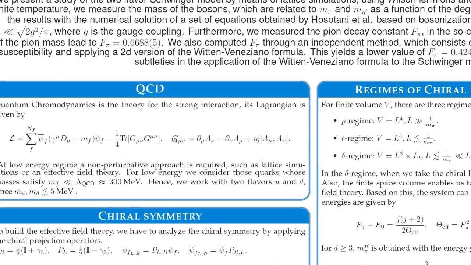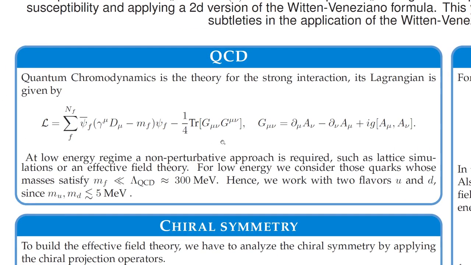So, first of all, I would like to discuss some important features about QCD. QCD is the theory for the strong interaction, and its Lagrangian is given by this expression here. Since at low energy the coupling becomes large, one cannot use perturbation theory, and instead a non-perturbative approach is required, for instance, lattice simulations or an effective field theory. Also, since we are interested in low energy, we only consider quark masses much smaller than Lambda QCD, which is the energy scale of the theory, and this leads us to take into account only the u and d quarks.